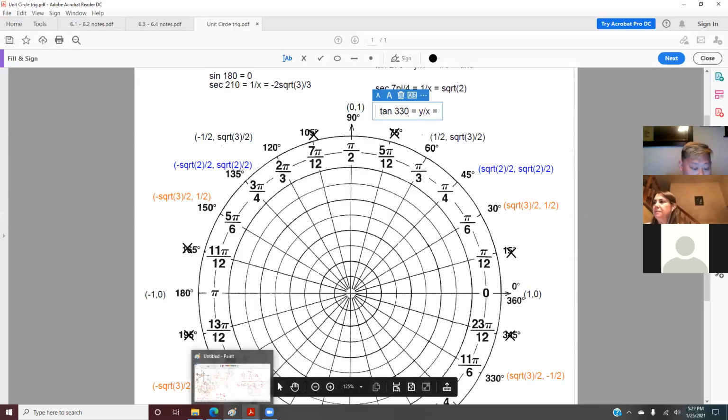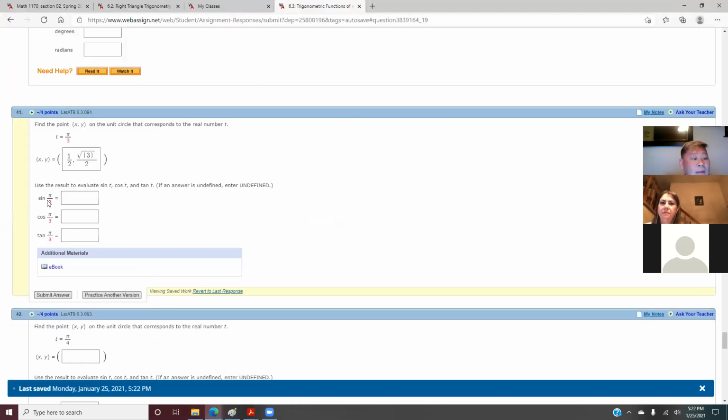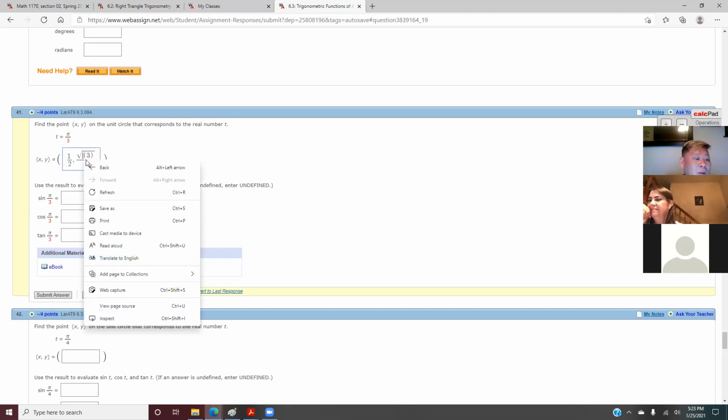Okay. And next, they want you to find sine. Sine is what value, the x value or the y value? I always remember this from my teacher: sine is like sing, S-I-N-G, but instead of G it's Y. So it's the y value. What's the y value in this case? Root 3 over 2.